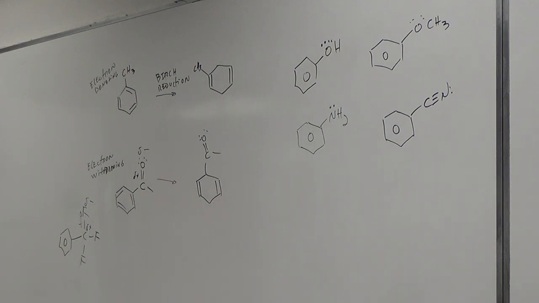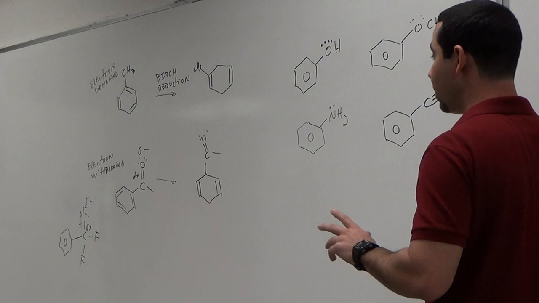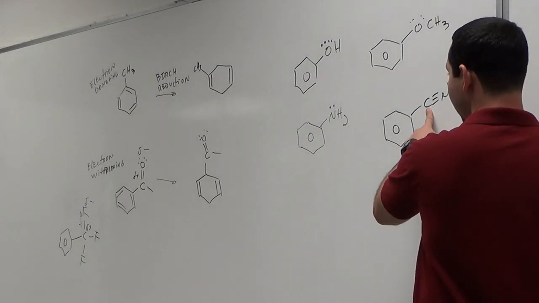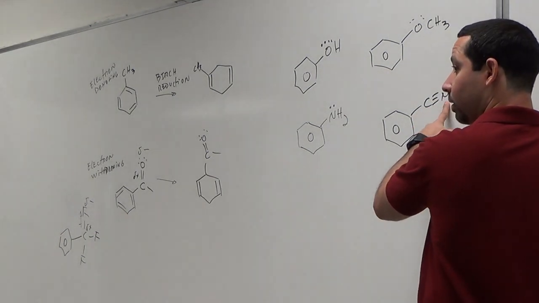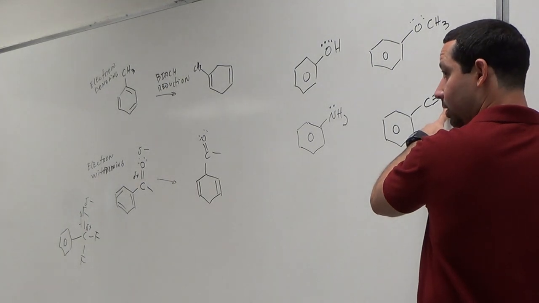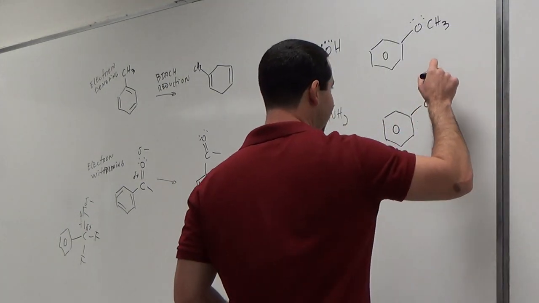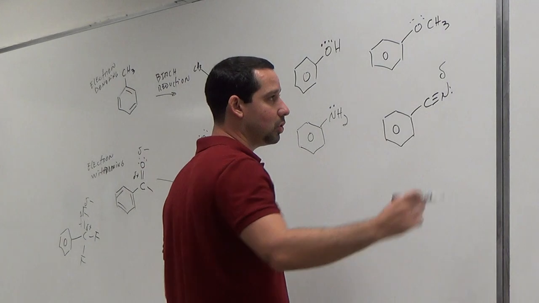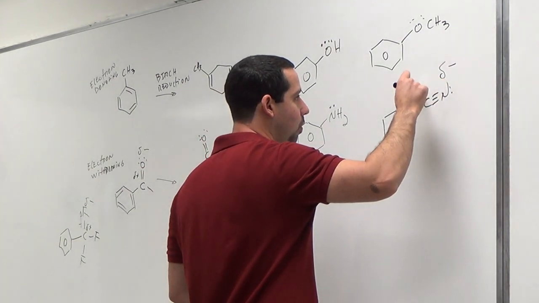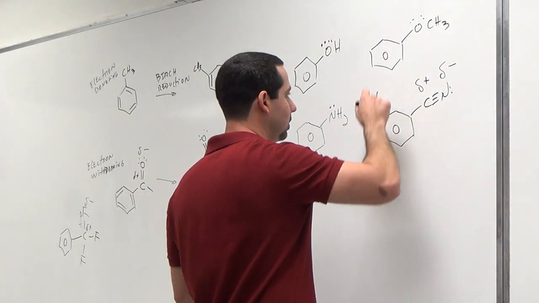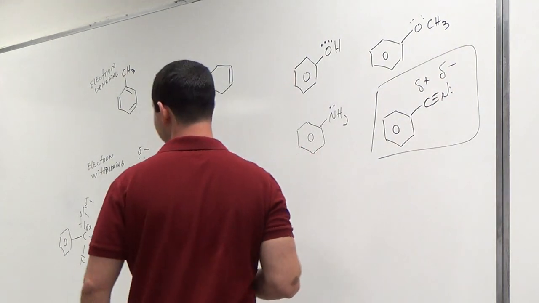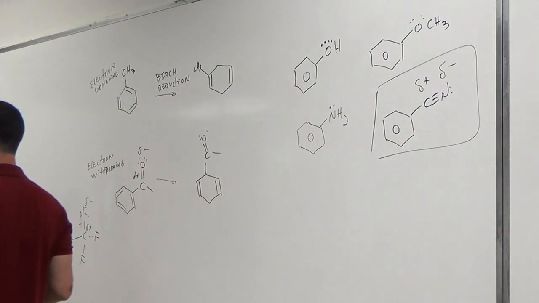Withdrawing. This is withdrawing. You don't have to know the structure, you don't have to see it. All you have to know is here's an element, electronegative. So what is happening is, since this is the most electronegative, this is going to be delta negative, and this will be delta positive. So this is electron withdrawing.